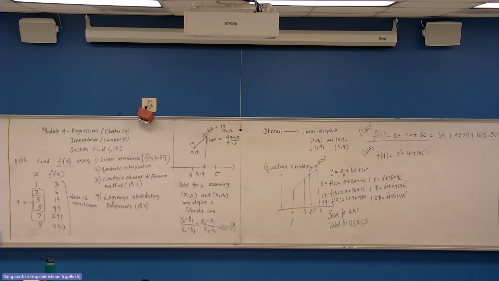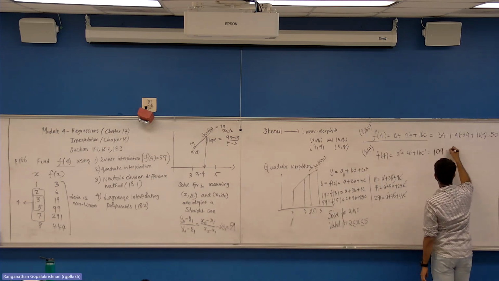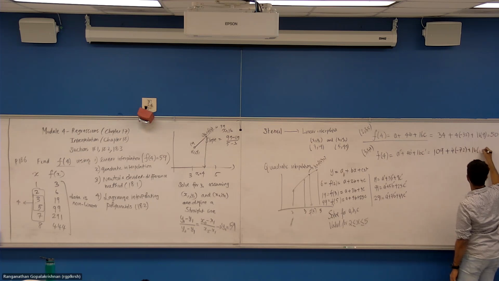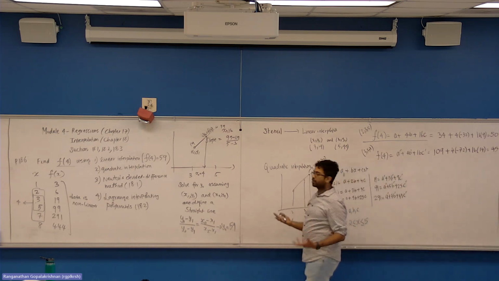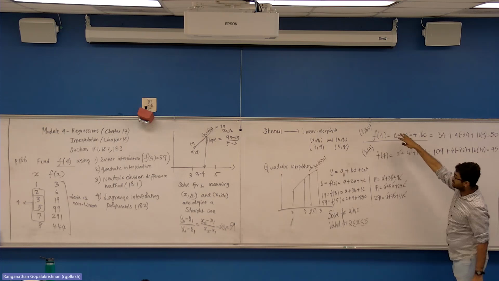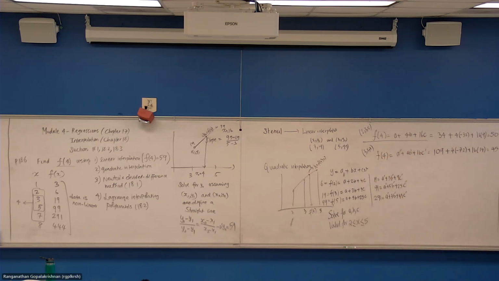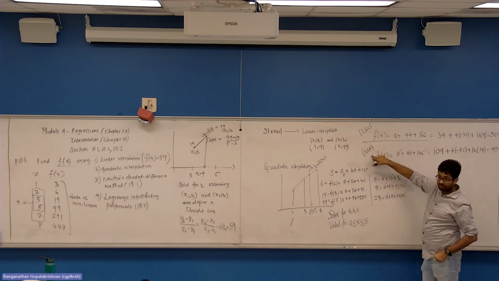A is 109. B is negative 72. C is 14. And this gives you 45. Okay, so the question is then, which is a better approximation? Is it the one with 2, 3, 5 as the stencil, or is it the one with 3, 5, 7 as the stencil? 2, 3, 5 is narrower, 2 to 5 is narrower than 3 to 7.